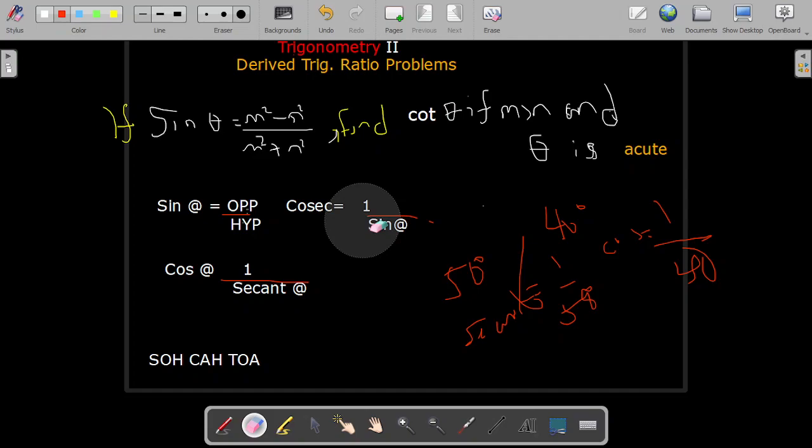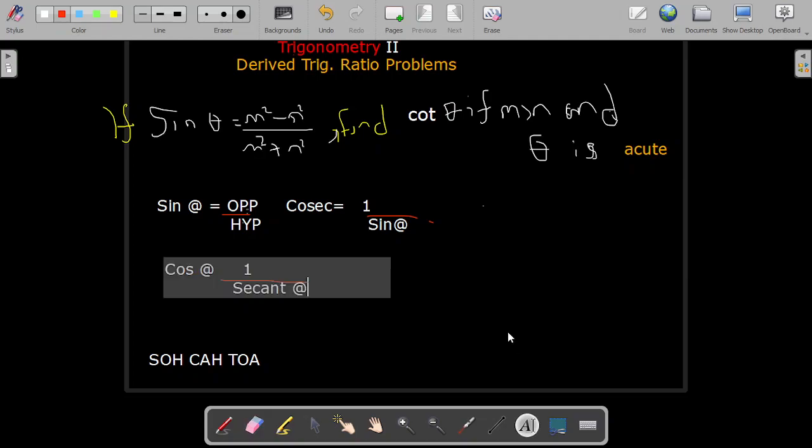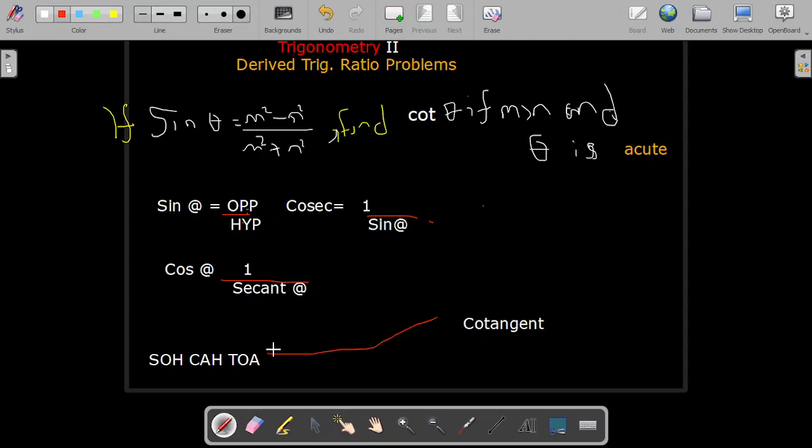For tan theta as well, there's a reciprocal which is known as cotangent. So the reciprocal of tan theta is cotangent, which means tan theta is equal to 1 over cotangent theta. We need to understand that as well. So now let's proceed to what we're here for.